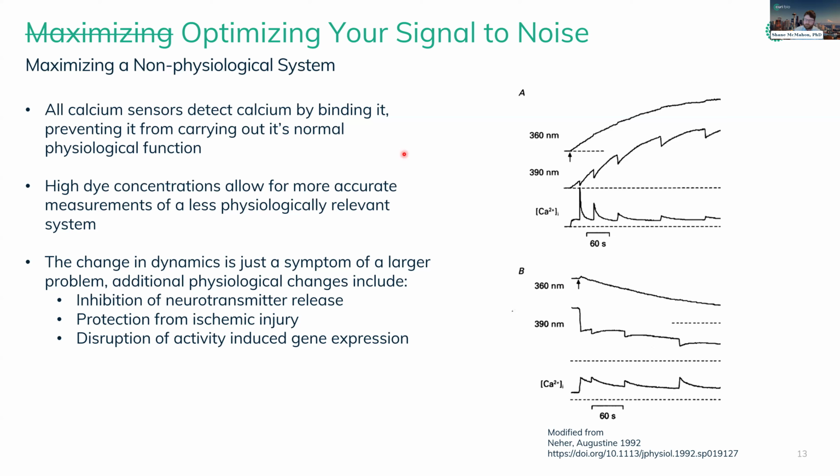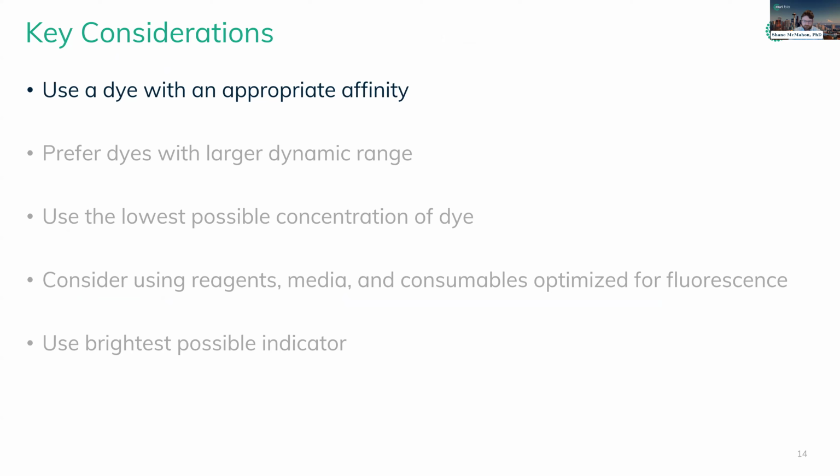Oftentimes, the dynamics of calcium aren't really what we're concerned about. I view this as a way to quantify the changes that we've made to our physiological system. So they're just a symptom of a larger problem. Additional physiological effects include inhibition of neurotransmitter release, protection from ischemic injury, and disruption of activity-induced gene expression. With that being said, let's turn our attention to maximizing your signal while minimizing these physiological changes.